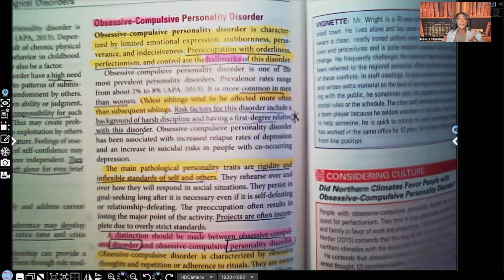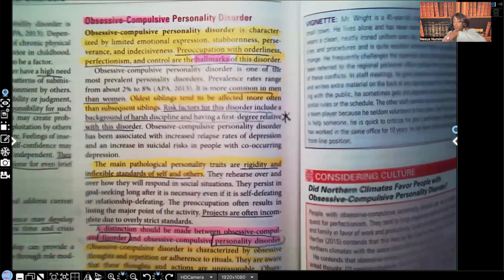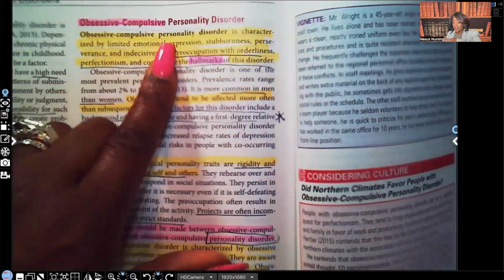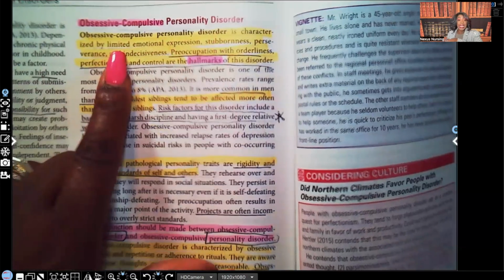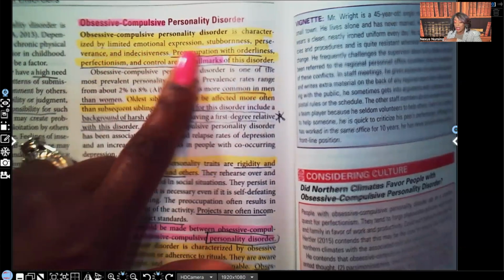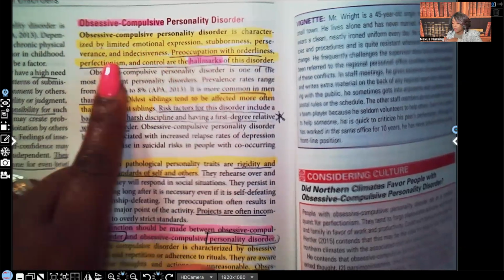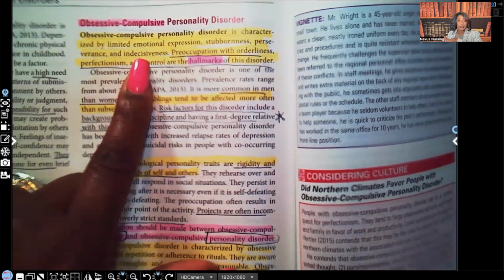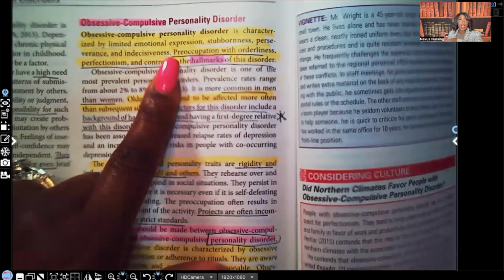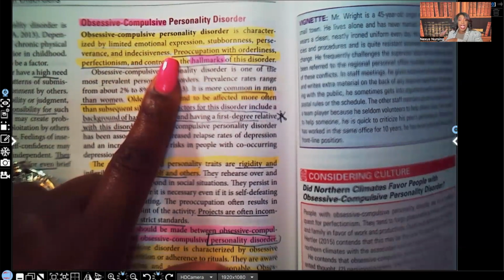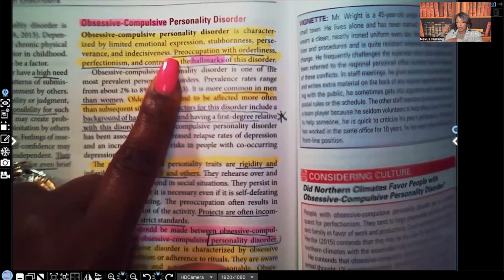Obsessive compulsive personality disorder, different than OCD. Look what it says. Obsessive compulsive personality disorder is characterized by limited emotional expression, stubbornness, perseverance, and indecisiveness. They have a preoccupation with orderliness. Everything has to be in the correct space. And when I say correct space, the space that they feel is the correct space, okay?